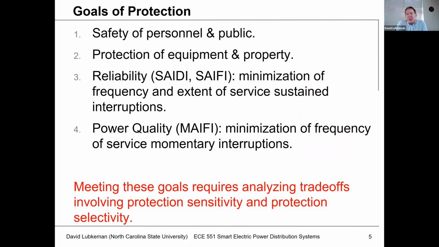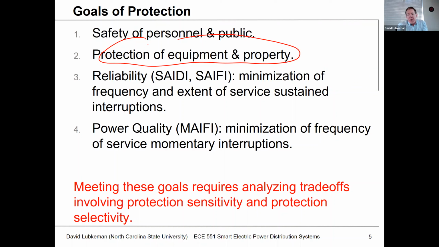For the goals of protection, the highest ranking goal would be safety of personnel and the public. We just want to make sure that nobody's going to be injured or maybe even killed as a result of having a short circuit. Then we start to consider the protection of equipment and property. So we want to make sure that we're not, say, burning out a piece of equipment, like a transformer.